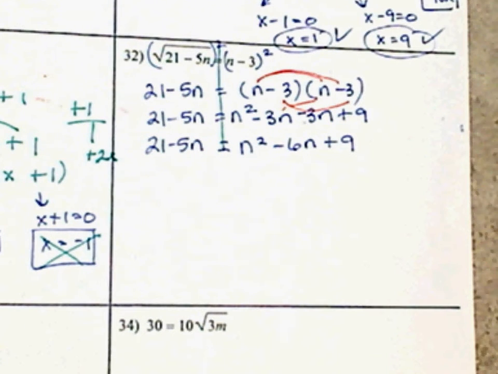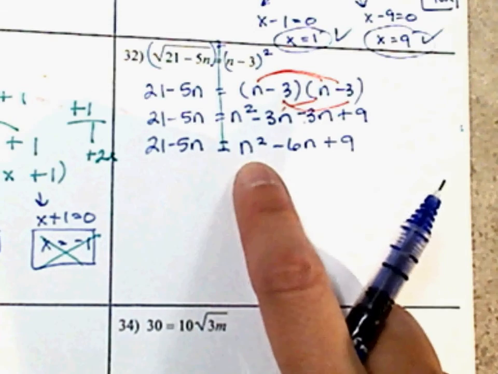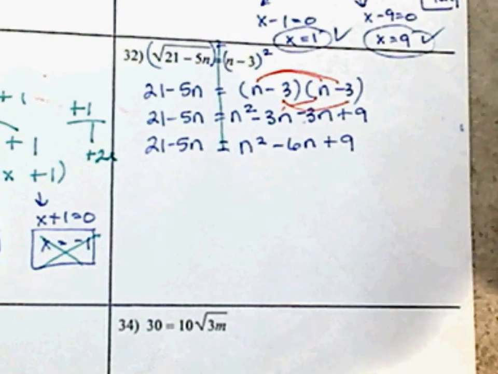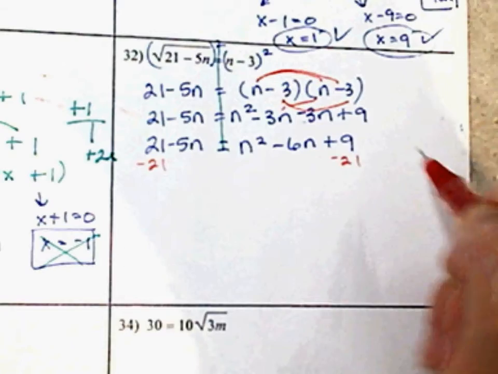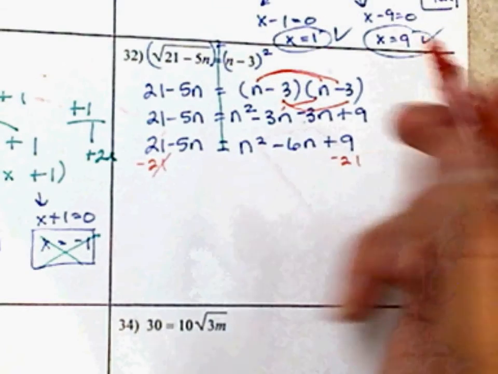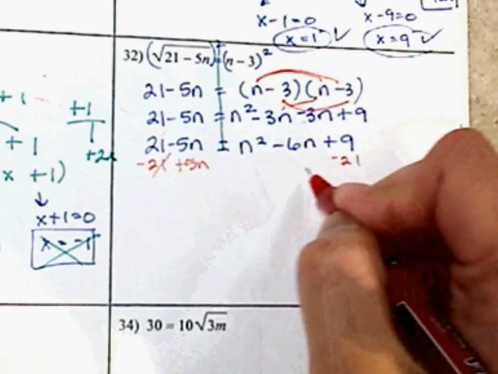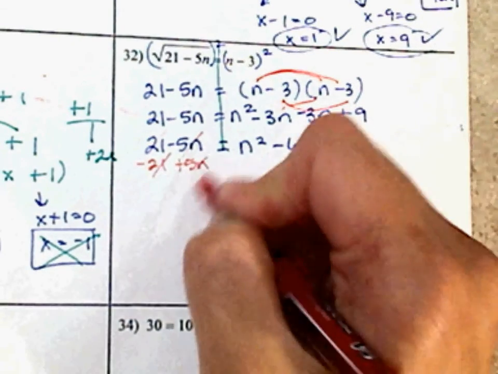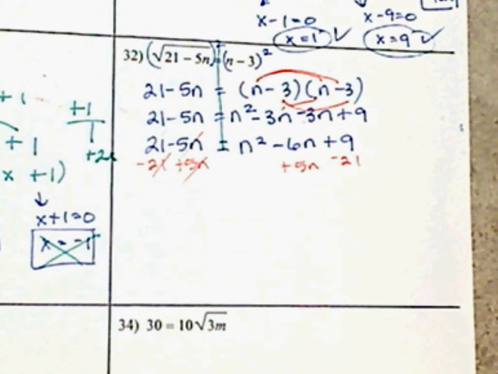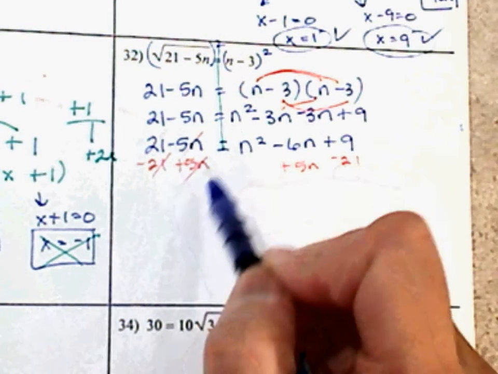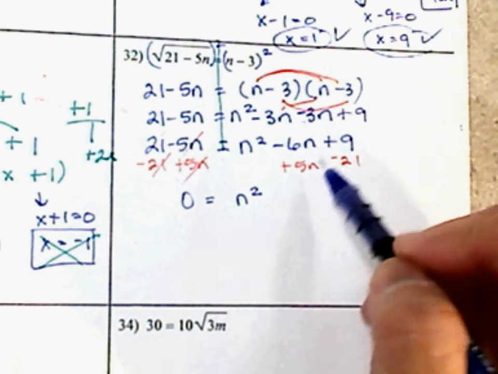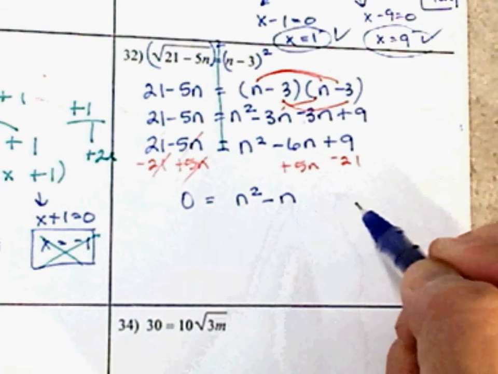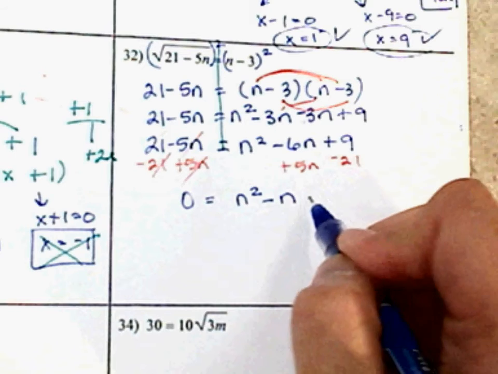My square is positive. Move everything to that side. Minus 21, minus 21. Cancel. Plus 5n, plus 5n. Cancel. Okay? See, I just set everything equal to 0. So what do you have on the left? 0 equals n squared. Negative 6n plus 5n is minus n. 9 minus 21 is negative 12.